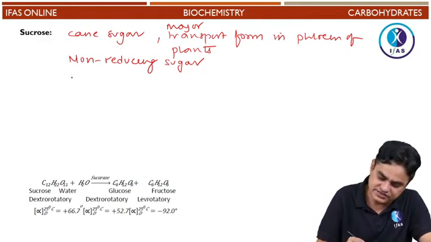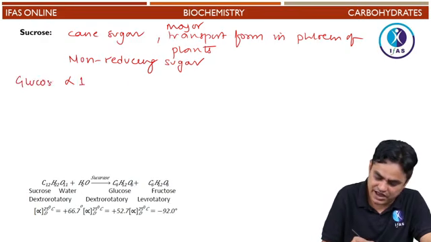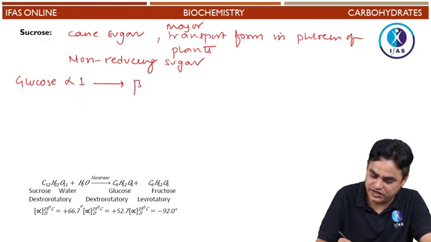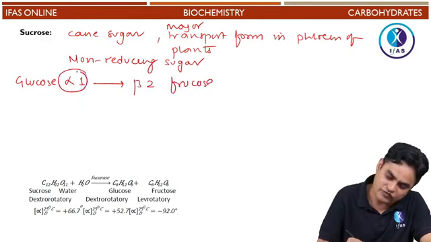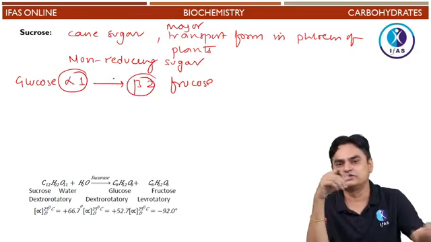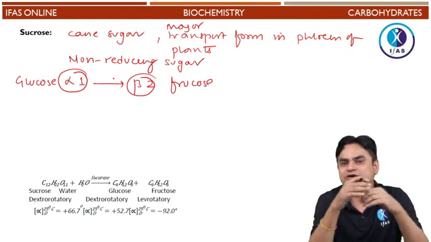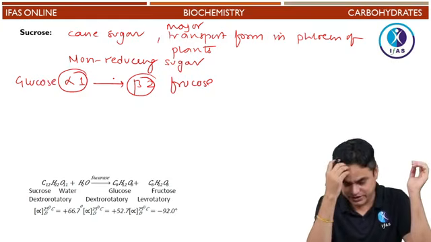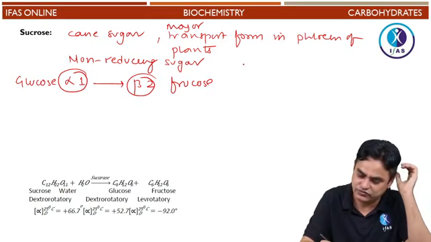Here the linkage is between alpha 1 of glucose, which forms a bond with beta 2 of fructose. Since you can see that alpha 1 of glucose and beta 2 of fructose are both involved in glycosidic bond formation, both anomeric positions are involved in formation of glycosidic bonds. So that's why this sugar would be non-reducing. If you are interested in structure, we can draw a structure over here.